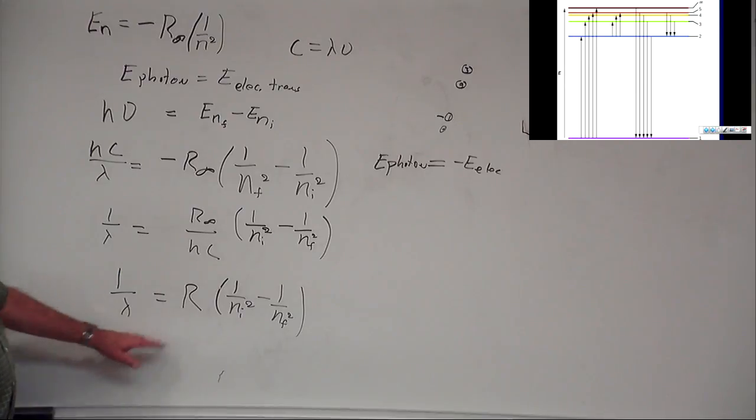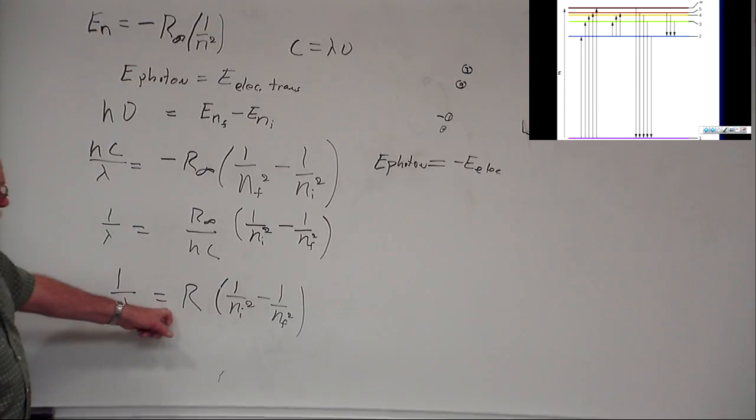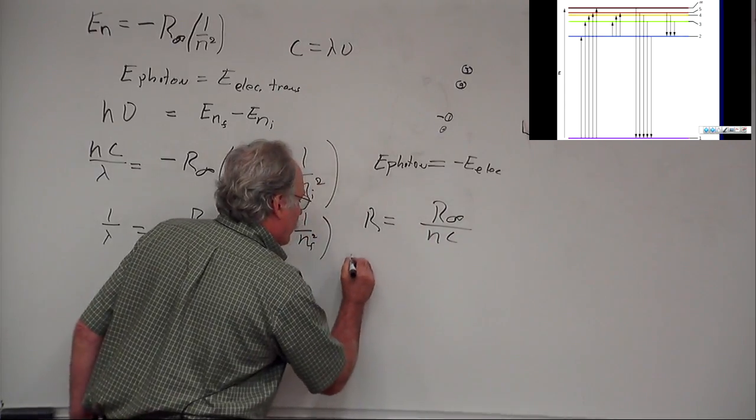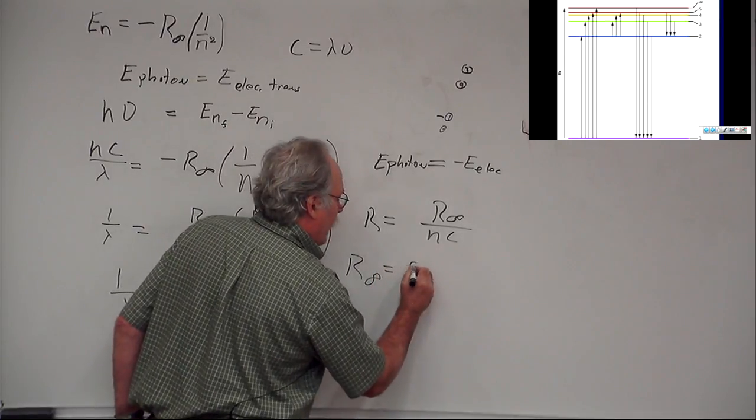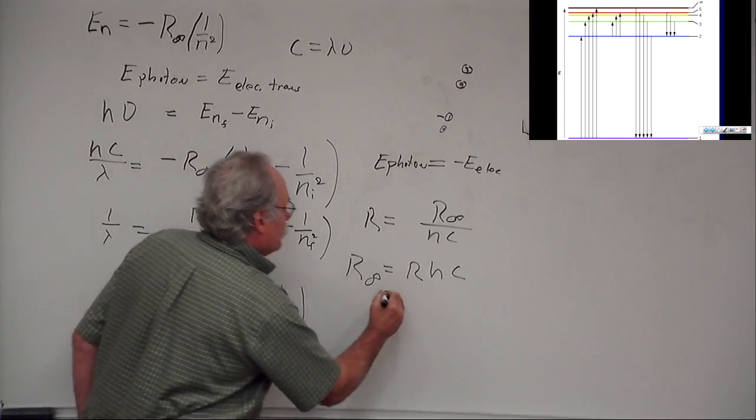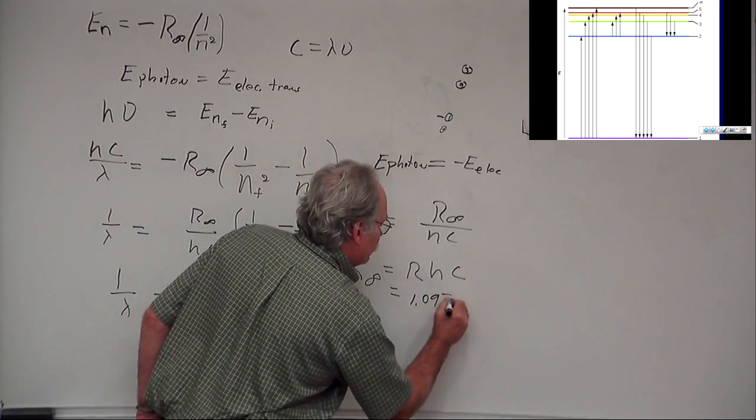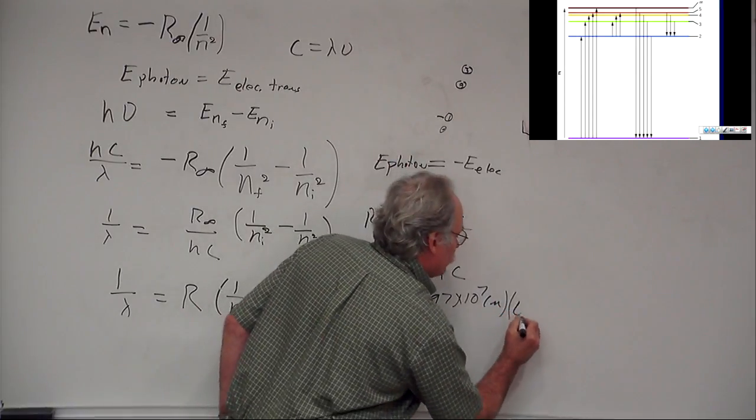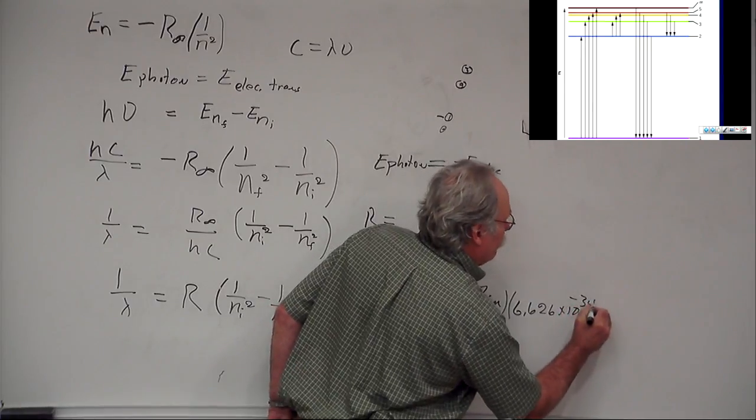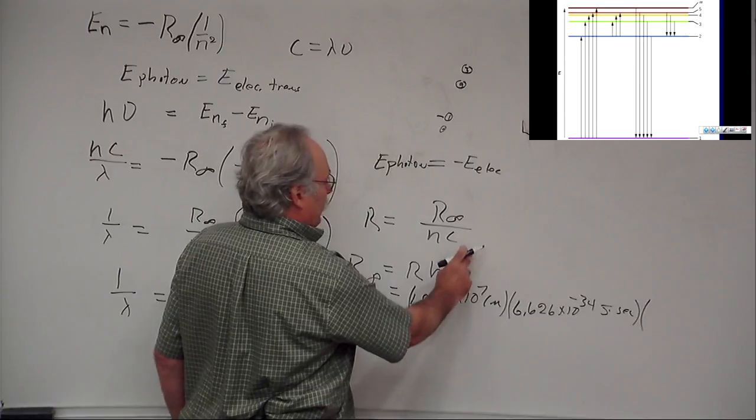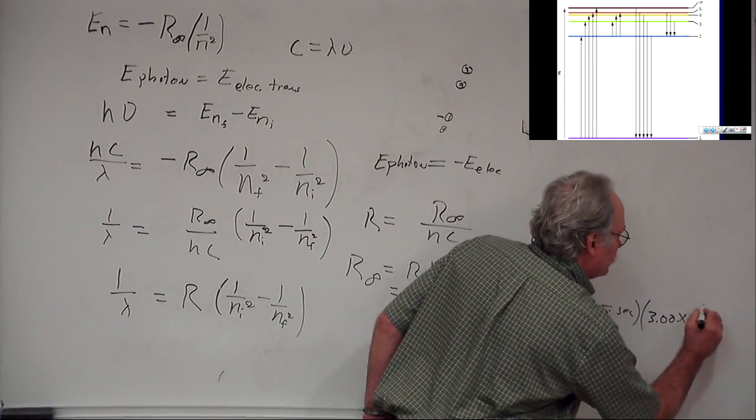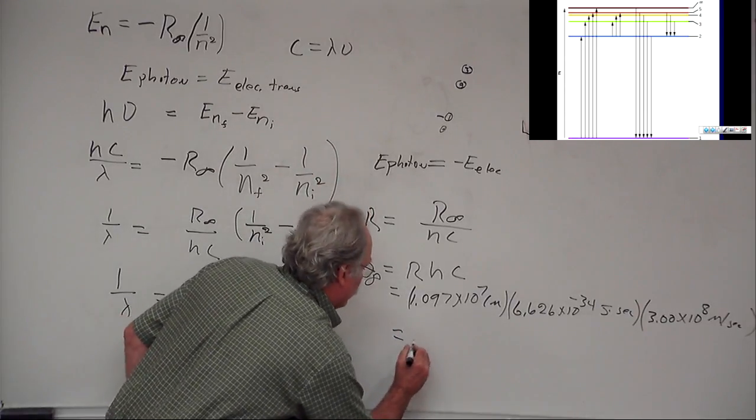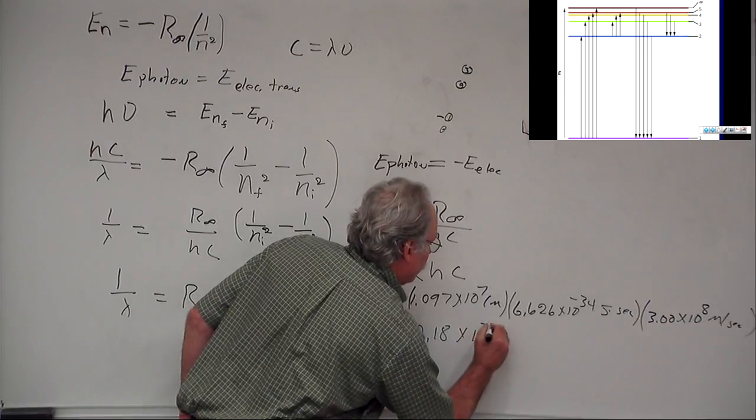Now, if we want to calculate the value of R infinity here, we can say that R is equal to R infinity over hc. So R infinity, which is an energy term, is equal to the Rydberg constant times Planck's constant times the speed of light, which is equal to 1.097 times 10 to the 7th reciprocal meters times 6.626 times 10 to the minus 34 joule seconds, and then times the speed of light, which is 3.00 times 10 to the 8th meters per second. Okay, and now we come up with 2.18 times 10 to the minus 18 joules.